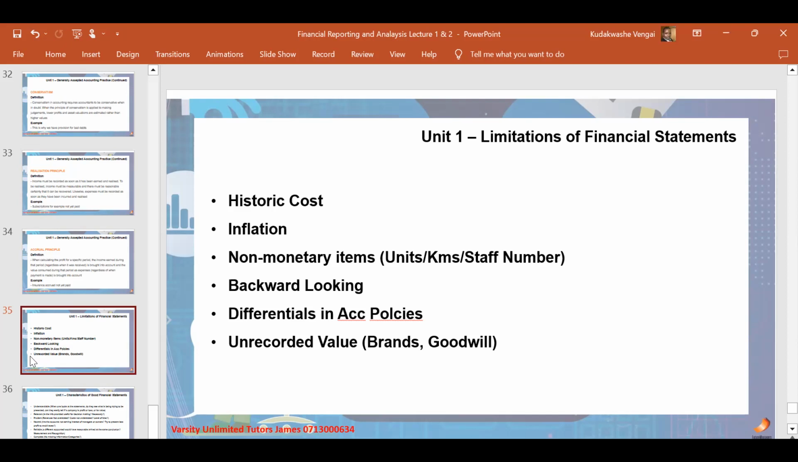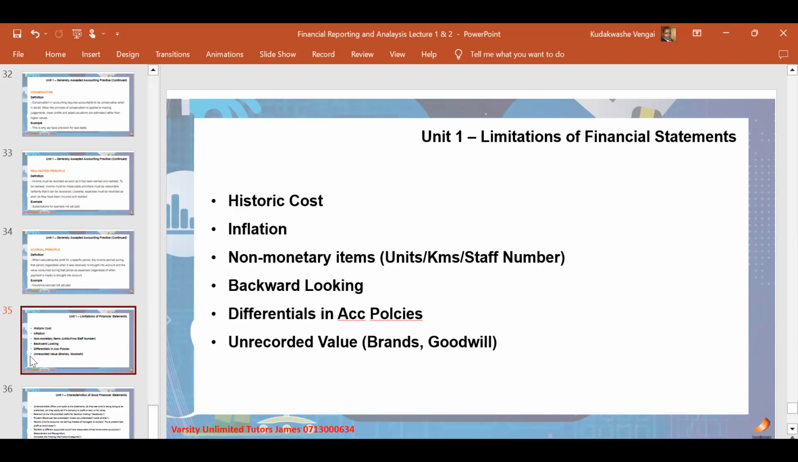Then, although most companies will follow GAAP or IFRS, there are some differences that you might still find in terms of the accounting policies that organizations use, and that will result in problems in terms of comparing things.